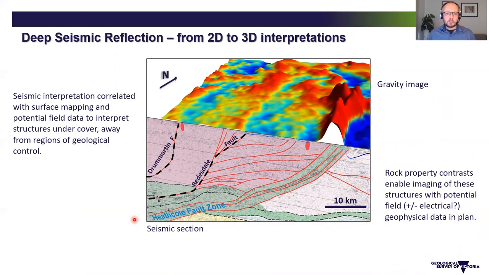So these deep crustal faults come up to the surface where we have control, and where we can correlate them with anomalies we see in the potential field data, in this case, the gravity. And so we can trace those faults to the north under cover where we wouldn't be able to map them directly.